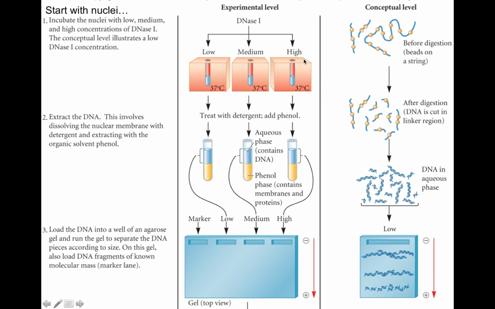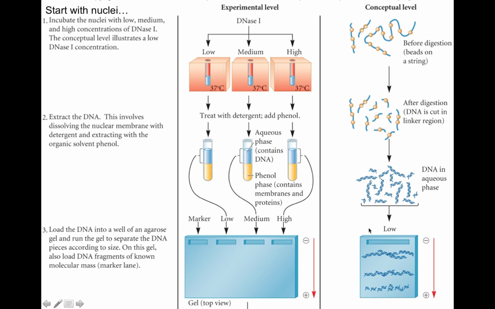After he treated the nuclei with the 3 different concentrations of DNase, he treated the nuclei with detergent and phenol to extract the DNA, and he ran the DNA out on an agarose gel. Agarose gels are a matrix.